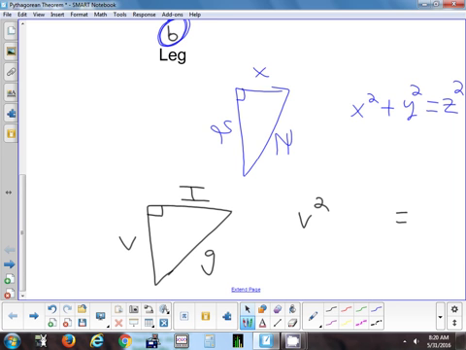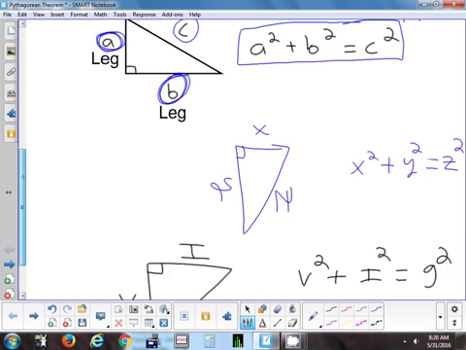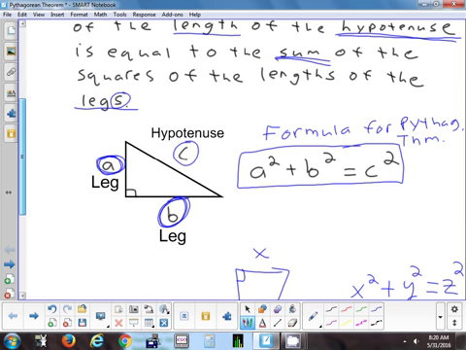So you want to try it again, Victor? So would it be V squared plus I squared equals G squared? G squared. Perfect. Always put the hypotenuse by itself. Oh, yeah, okay. I just got confused with this. Yeah, on the test, I'm going to give you guys a couple problems like this. Okay, the triangle might be turned different ways. It might use letters other than A, B, and C. But as long as you know the pattern, you're all set. Okay. Any questions on the formula for the Pythagorean theorem? All right.